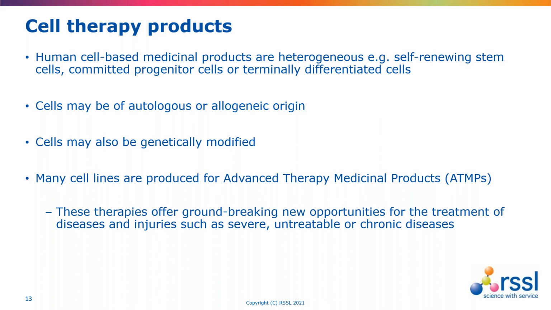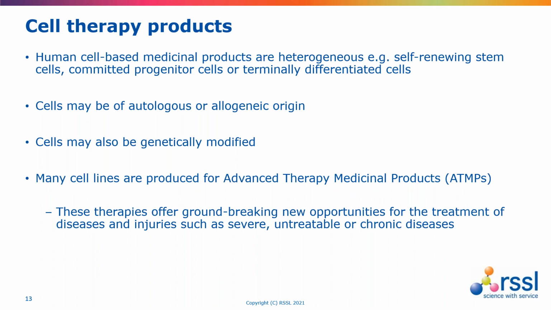Homogeneous cells or terminally differentiated cells. We might be deriving cells that are autologous, that's originated from the same patient, or allogenic, which is from a person other than the patient. Some cells are also genetically modified, and there's also the investment going into ATMPs, somatic cell therapy medicinal products, tissue engineered products, gene therapy, and so on. There's a lot of potential for cell lines to become contaminated.